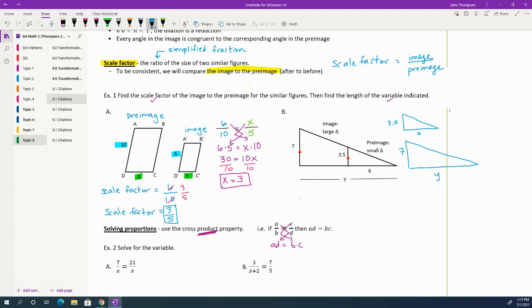Okay, which one is the pre-image? Let's see, this is the pre-image. And this one's the image. So when I set up my scale factor, I want corresponding lengths. Now, yes, 6 and y are corresponding, but for my scale factor, I have to have two numbers. So my options are going to be 3.5 and 7. Which one has to go on top? The image. So I have to have 7 over 3.5.